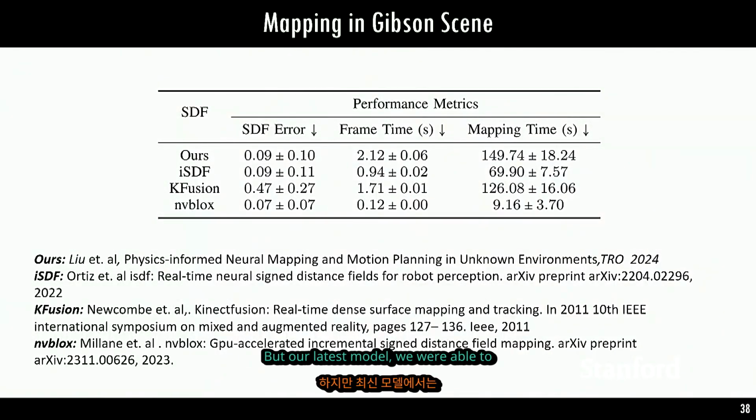But with our latest model, we were able to reduce this time by like 40%. In each frame, the neural network takes 2 seconds to train in this case. But our latest model, I think, takes less than 1 second to train as the robot explores the environment.